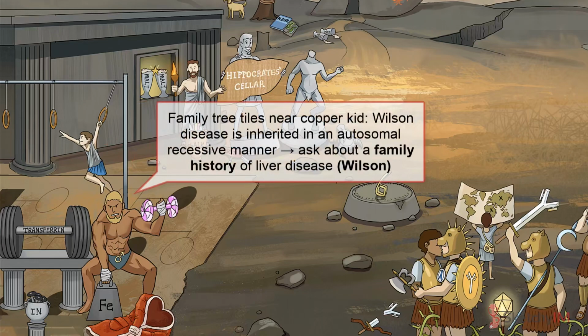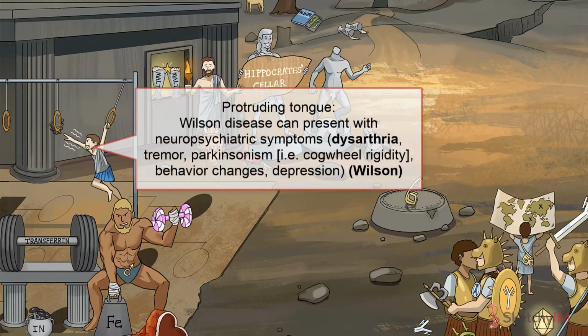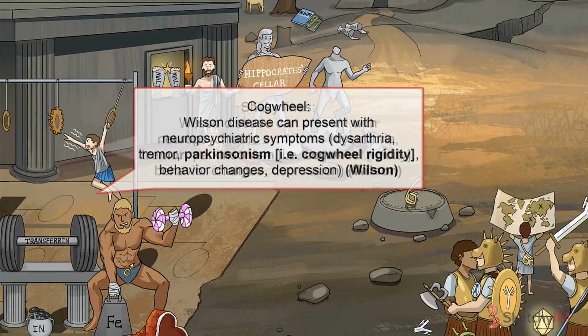So, once again, some patients may have a family history of the disorder. The disease can also cause neuropsychiatric symptoms, thanks to deposition of copper in the brain. The order in which symptoms develop varies considerably. In some patients, hepatic symptoms precede neuropsychiatric manifestations, but the inverse can also be true. Some of the more common neurologic manifestations include dysarthria, tremors, and Parkinsonism, including cogwheel rigidity. Patients may also demonstrate behavior changes or psychiatric symptoms such as depression.